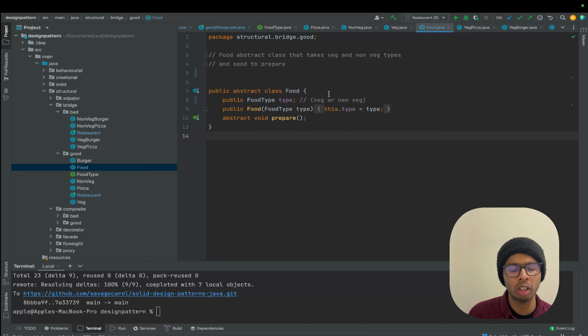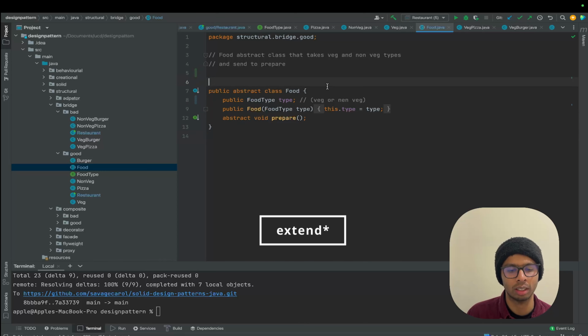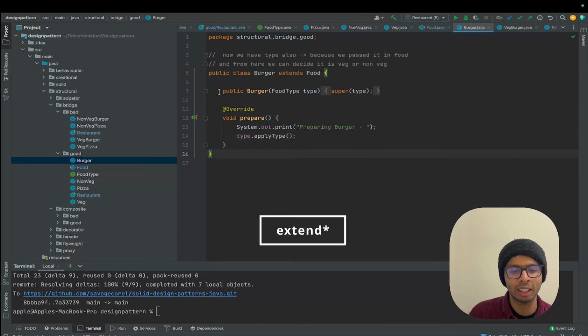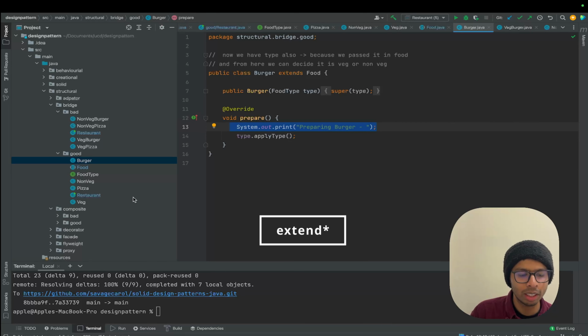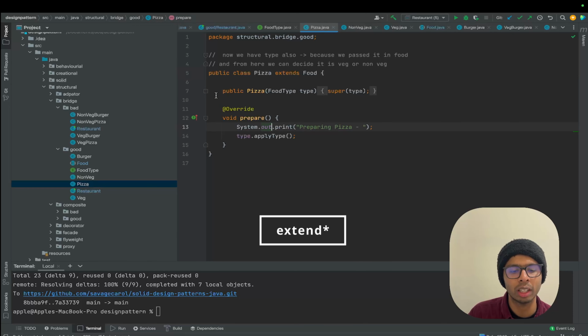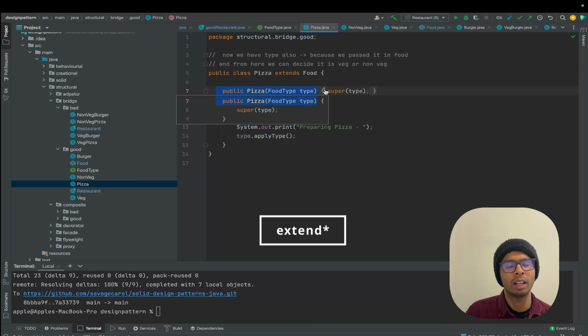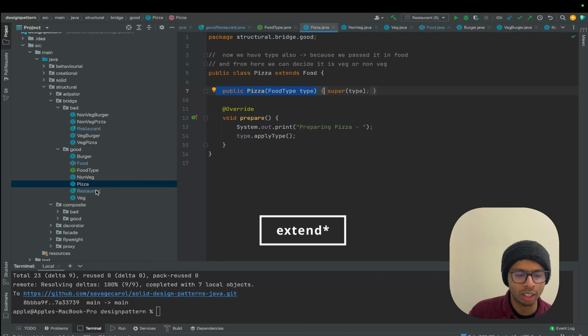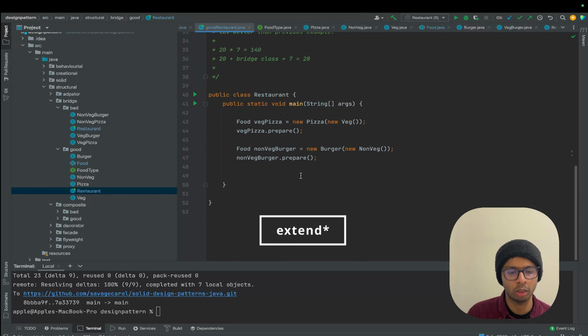It means that whoever is going to implement this food class has the food type also. So let's say the burger is going to implement it: the burger class, when it implements it, has the food type, and we are just passing it to the super class, and in the prepare function we are preparing. Similarly, if we go to this pizza class, here also it is taking this food type. Now when we go to this restaurant, you will see what we are going to do.